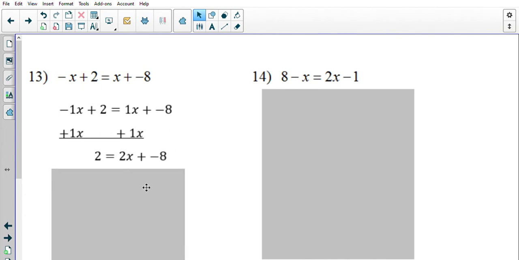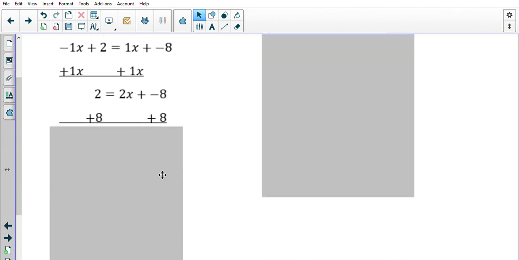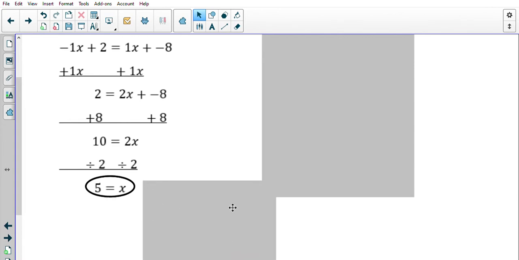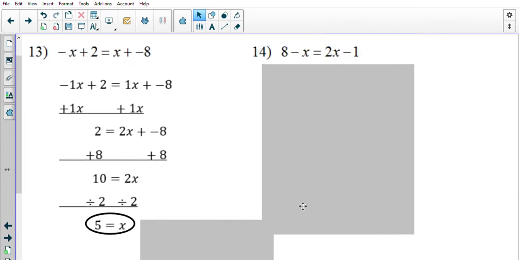The inverse of adding -8 is to add a positive 8 to both sides. That's going to give me 10 equals 2x. Finish this by dividing both sides by 2. We get x equals 5. And I did make the numbers work out pretty nicely in all of these. You're going to notice a lot of whole numbers and integers, not a lot of fractional answers, although there will be a few.